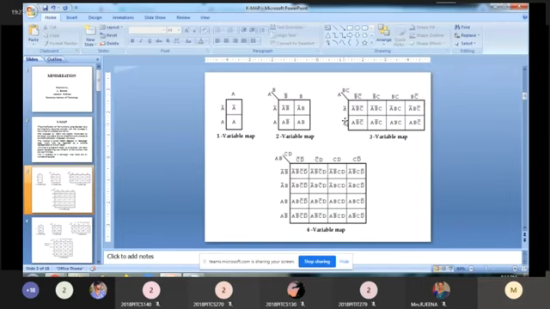Here only one variable is there, so A bar and A. In this first box, what are the variables? This variable and this variable, so A bar into B bar into C bar.